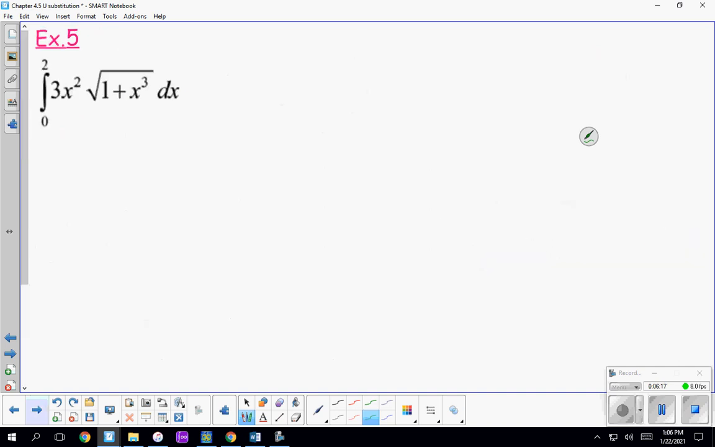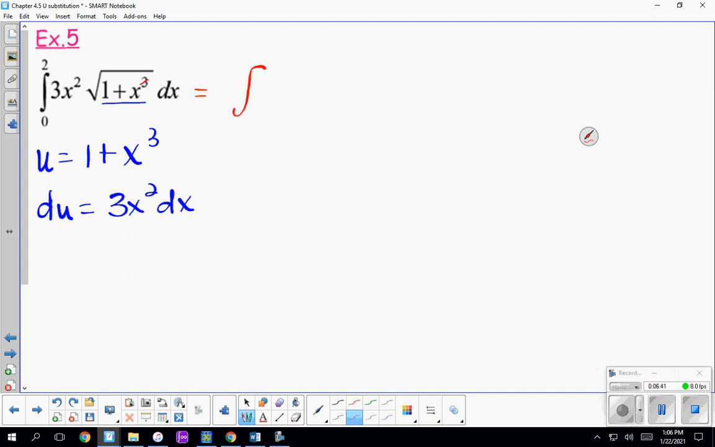Okay? Our very last example, again, we're going to follow the same idea. So we're going to make a choice for u to be the inner function. So I have 1 plus x to the 3rd. du is going to have to be found, and it's 3x squared dx. And sometimes we have more work to do. In this case, when I plug in u for that, I'm going to have radical u. I still need to replace 3x squared dx, which I have perfectly here. So I'm just going to swap in du when I swap those out.